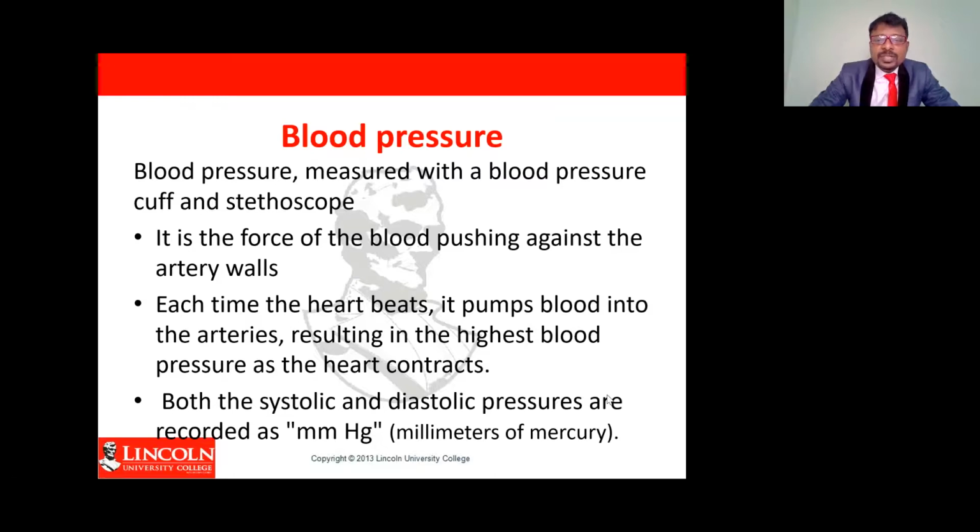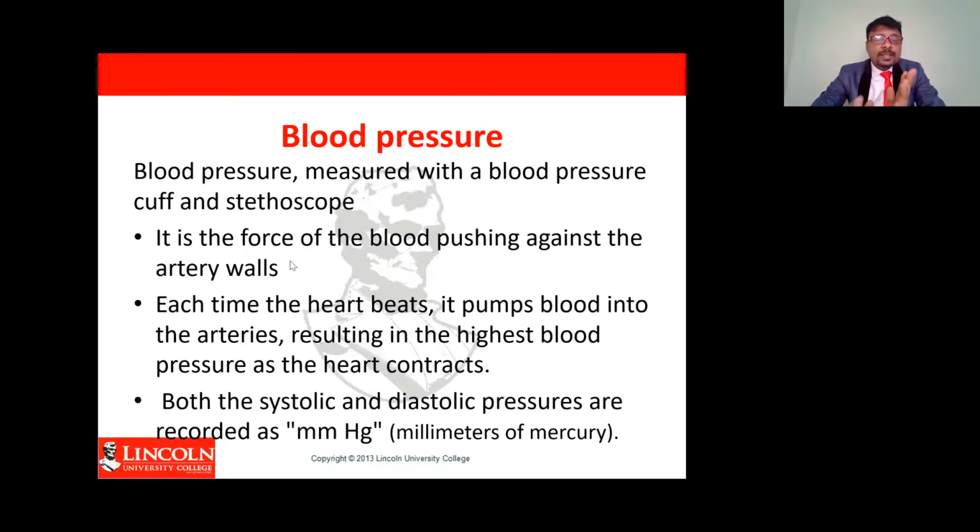The blood pressure is measured with a blood pressure cuff and stethoscope. That means we check the blood pressure with specialized equipment called a sphygmomanometer. Sphygmomanometer. Blood pressure is the force of the blood pushing against the artery wall. So the pressure is exerted against the walls of the blood vessels.